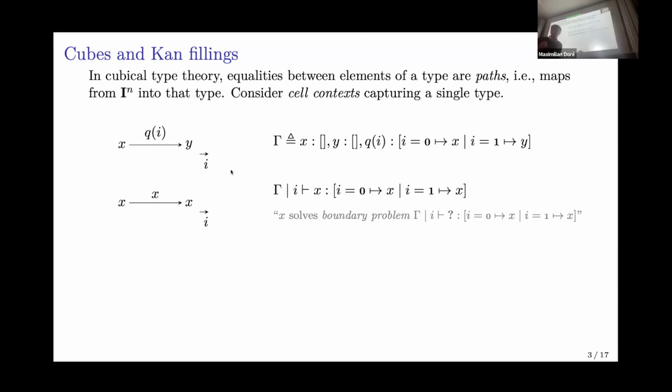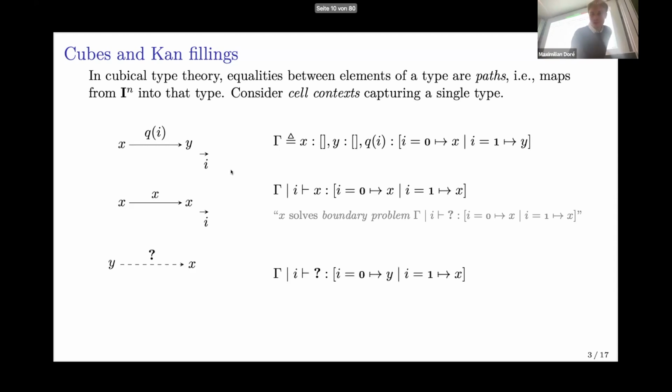This is, of course, not super helpful yet. We need some more power to build more interesting cells and to solve more interesting boundary problems. For instance, we now want to show that we can invert paths, right? So we have our Q going from X to Y. We expect that we can also go from Y to X in some way. So the boundary problem says we need to produce something which has boundary I equals 0 being Y and I equals 1 being X.